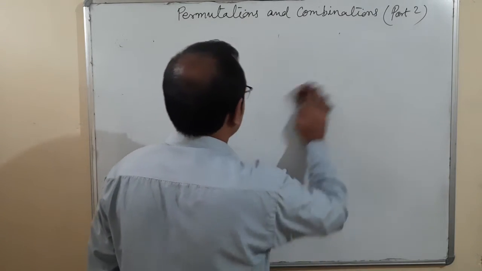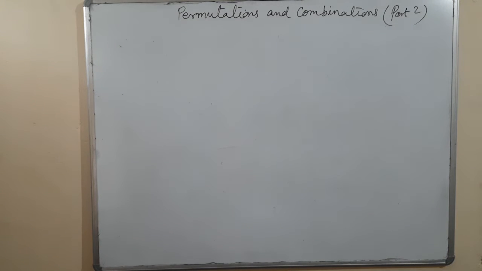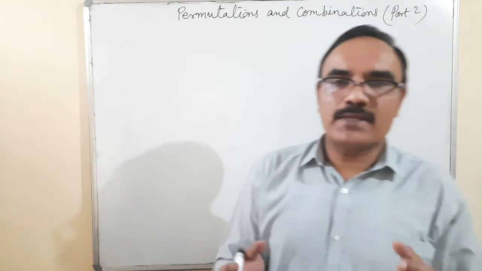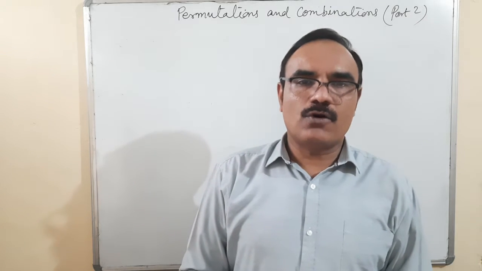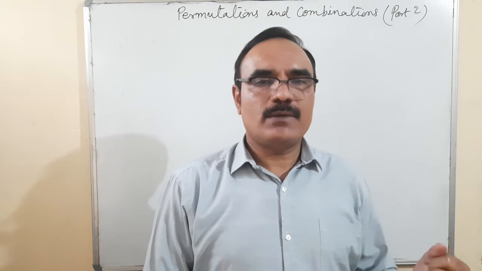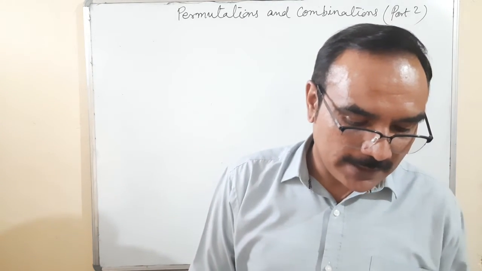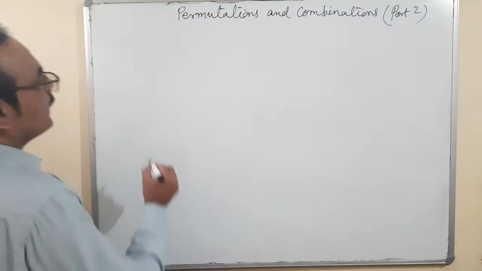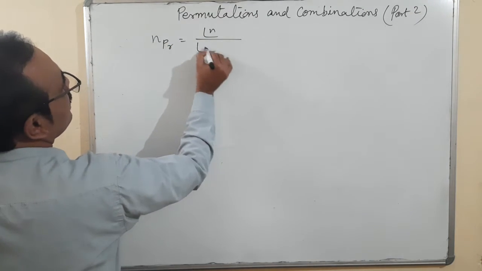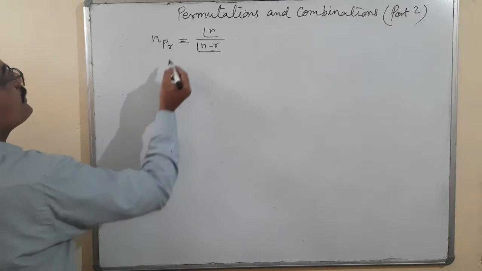In the first theorem we have discussed that from n objects, when we arrange r objects in order and repetition is not allowed, we get n, n minus 1, n minus 2, up to n minus r plus 1. So this is the derivation: nPr is equal to factorial n upon factorial n minus r. This we are going to derive.